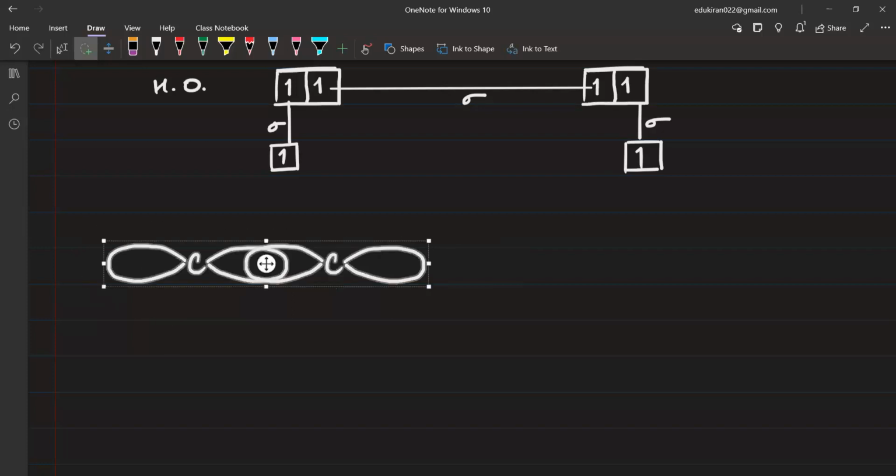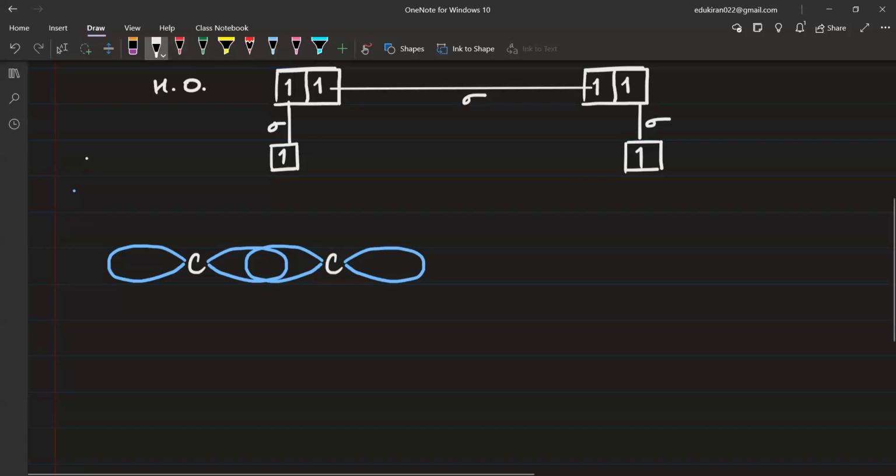Now, since all of these are sp, I will give it one color. Suppose it is blue. Giving the carbons white color here and also white color here. Now these are the sp hybrid orbitals. So as you can see, carbon and carbon, sp and sp is making one bond. So there will be a bond here, and here you will have two electrons.